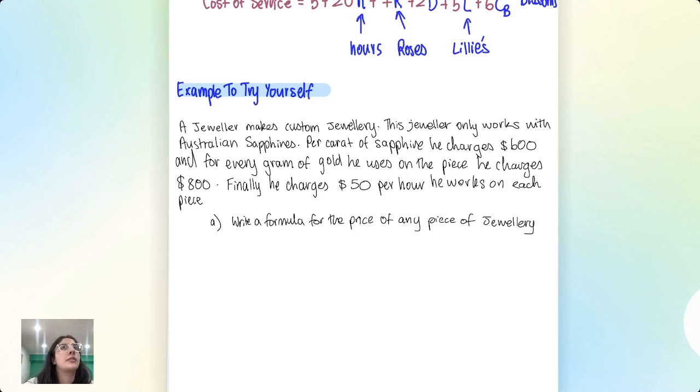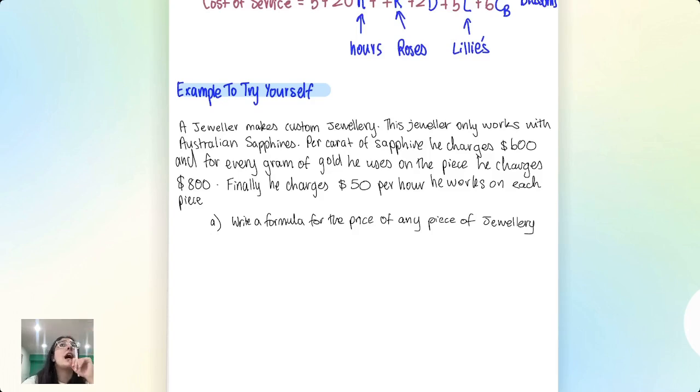A jeweler makes custom jewellery. The jeweler only works with Australian sapphires. Per carat of sapphire, he charges $600. So if it was only a 1 carat stone, he would charge $600. If it was a 2 carat stone, he would charge 600 times 2.